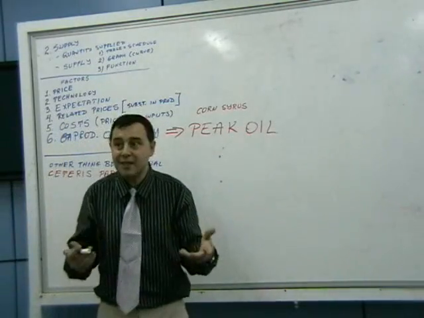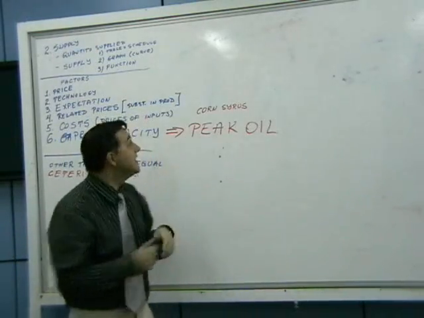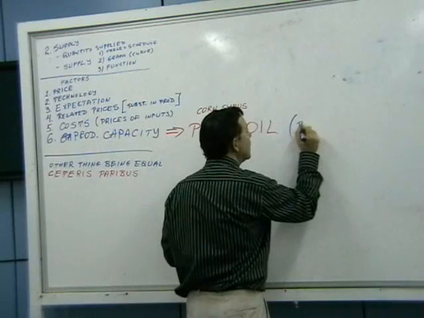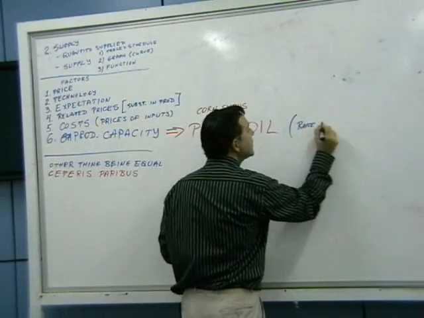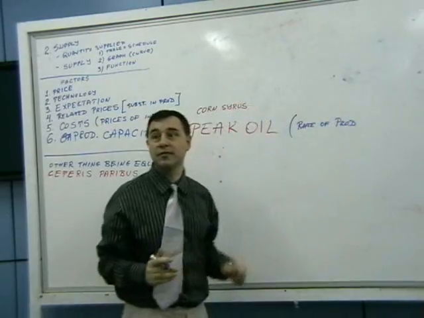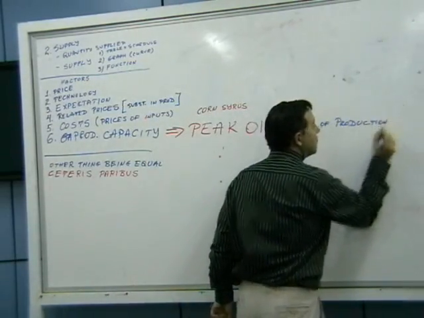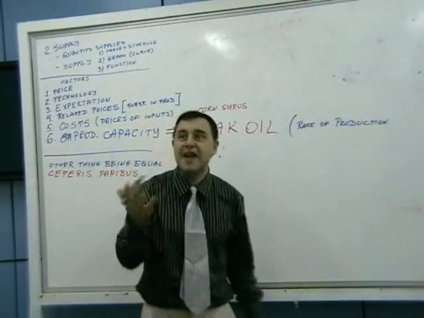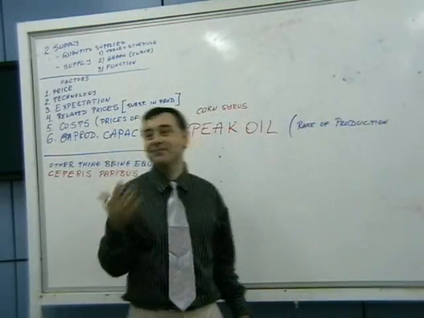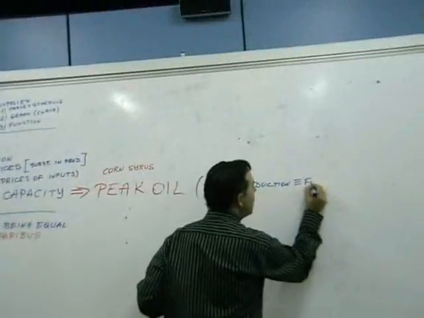You can try some more, but you can't. You can't increase. And this is about what is called the rate of production. And the rate of production, of course, in physics and mechanics, and of course in economics, we have a special word for it. It's called flow.